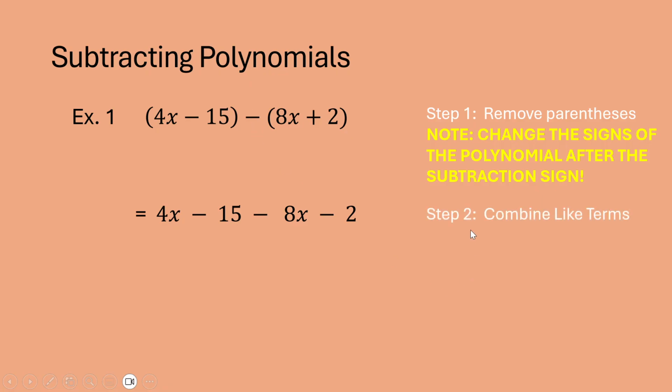Once you do that, you combine like terms. So 4x and negative 8x. Again, remember to include the sign in front of the term. So this is 4 minus 8, and that gives us negative 4x. Negative 15 and negative 2 are also like terms with each other. So we're going to go ahead and combine negative 15 and negative 2. And that gives us negative 17. So the final answer is negative 4x minus 17.